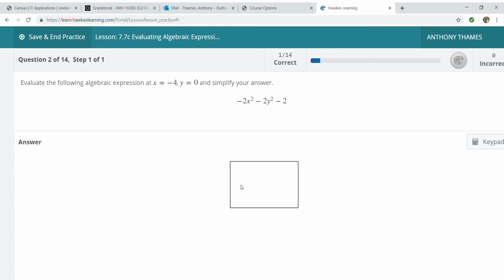I get -34. What's -4 squared? It's not 8. It's 16. Remember, it's -4 times -4. So you would have gotten 16 times -2, which would have been -32. This term right here, because -2 times 0 is what? 0. So this whole middle term goes away. That's gone. So I've got -32 minus 2, which would give me -34.